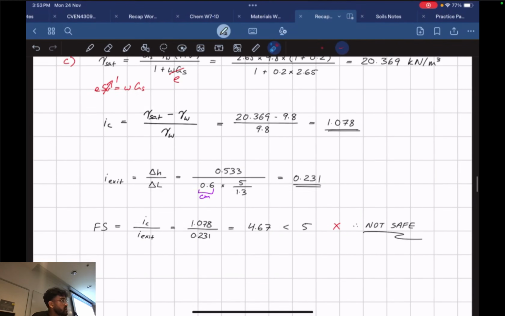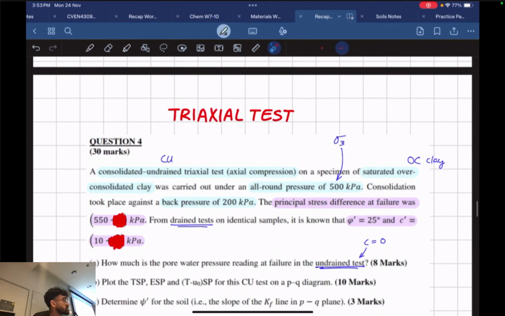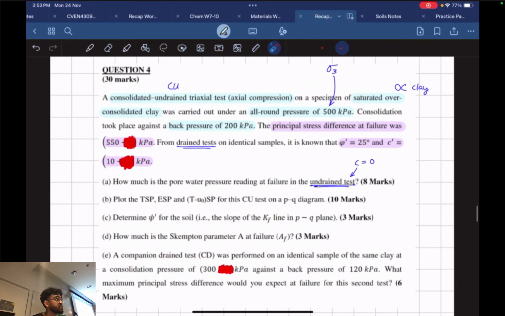Alrighty. Moving on, triaxial. It's a bit of a deadly one, can't lie. But all the questions for triaxial were very similar for the past few years. Again, Arman, who really likes to recycle questions, just changes the values here and there to try to throw you guys off. By the way, who doesn't have access to the papers? Everyone got the papers? 2020, 2021, 2022?